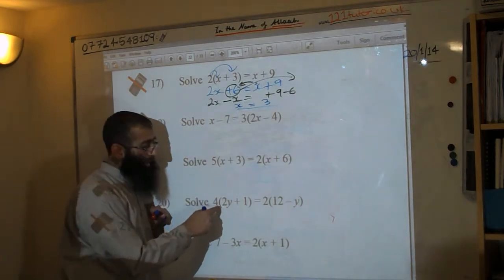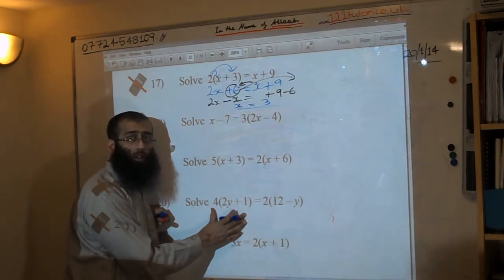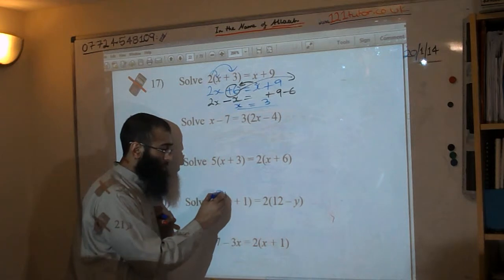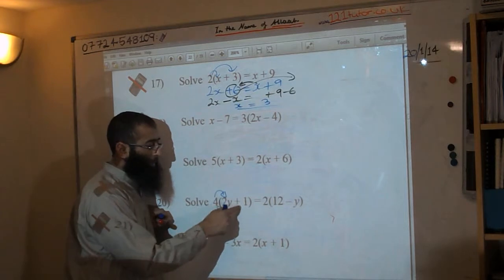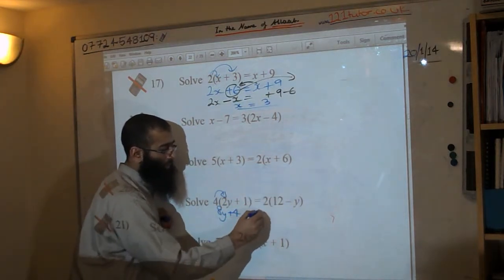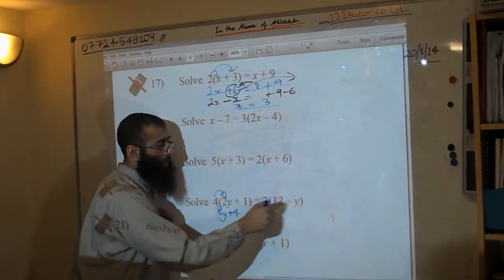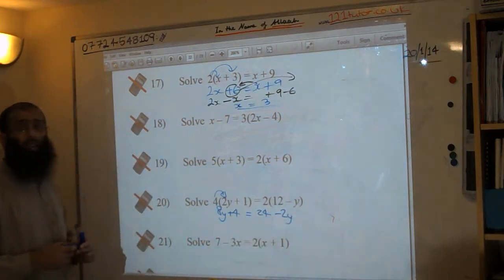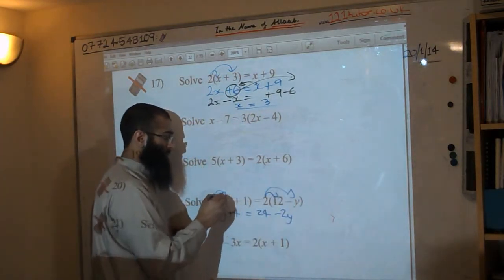So we have 4 brackets 2y plus 1 equals 2 brackets 12 minus y. So before we start moving the y's around, we must multiply the brackets to release the y's from the bracket. So 4 times by 2y, Hassan, gives us 8y. 4 times by plus 1 gives us plus 4. 2 times by 12 gives us 24. Okay. And 2 times by minus y gives us minus 2y. So we have now multiplied out the brackets on both sides. We have released the numbers from the brackets.